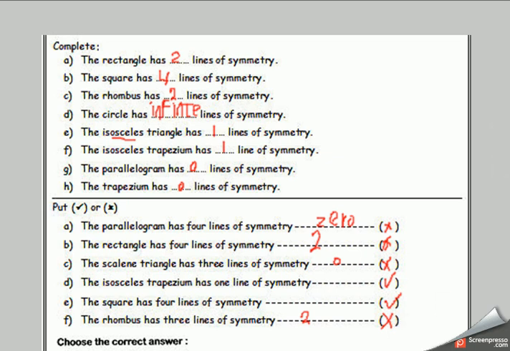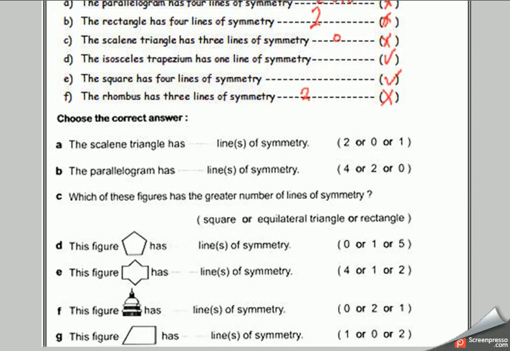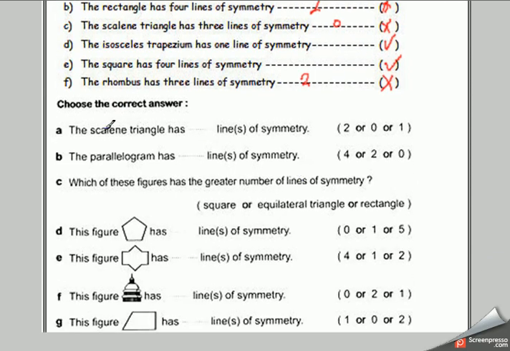Okay, what's the next example? Choose. The scalene triangle has 2 or 0 or 1 lines of symmetry. This is a scalene triangle, so it has 0 lines of symmetry. The parallelogram has 4 or 2 or 0 lines of symmetry. It has 0. This is a parallelogram. Excellent.